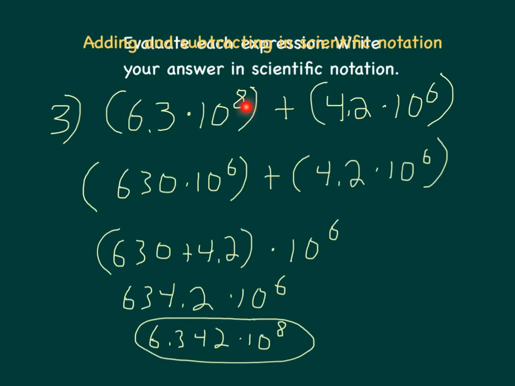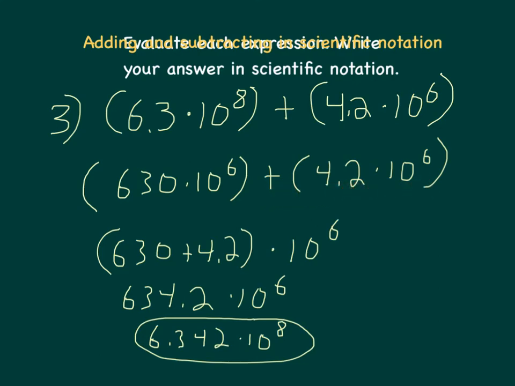So in order for this to go down 2, I know I need to move the decimal 2 to the right, which would give me 630. I didn't have to do anything over here. It already was times 10 to the 6th. That's why I picked it. So now I'm left with 630 times 10 to the 6th plus 4.2 times 10 to the 6th.